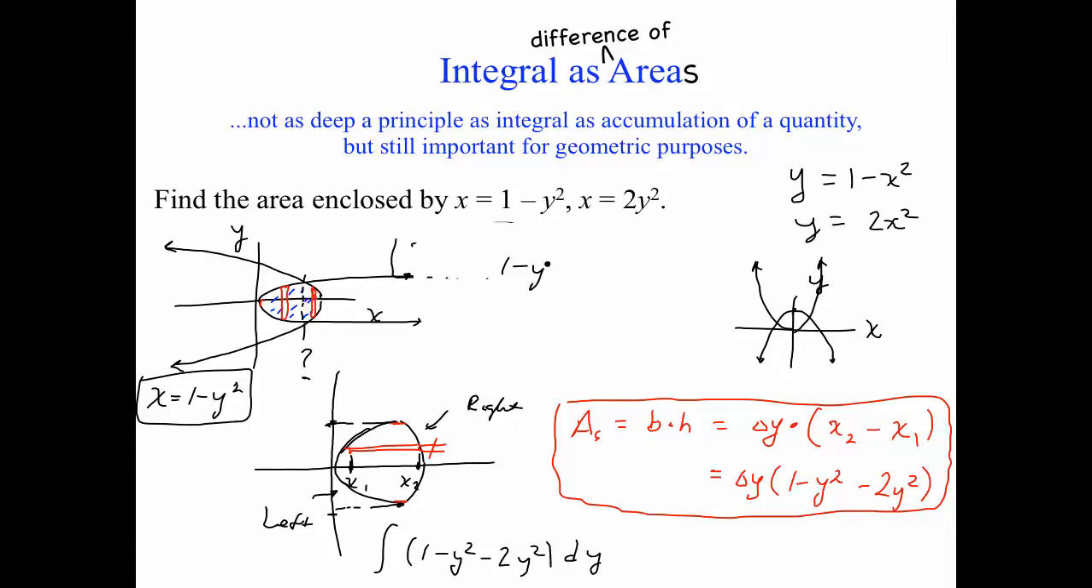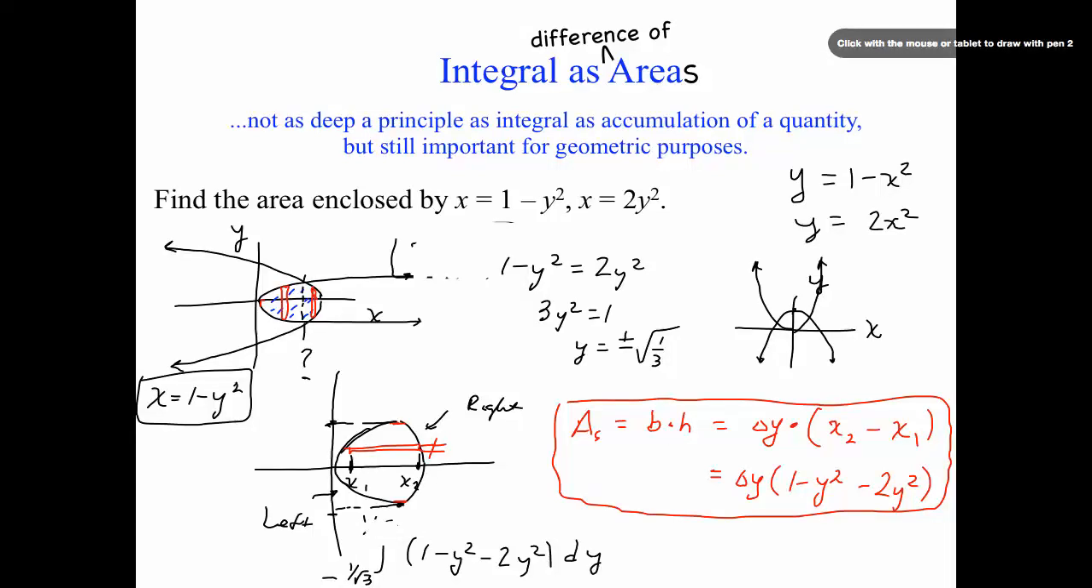So 1 minus y squared equals 2y squared. So 3y squared equals 1. y equals plus or minus the square root of 1/3. So those intersect at y equals negative radical 1/3 and positive radical 1/3. So that's where our lowest strip is, at negative 1 over radical 3, up to 1 over radical 3.